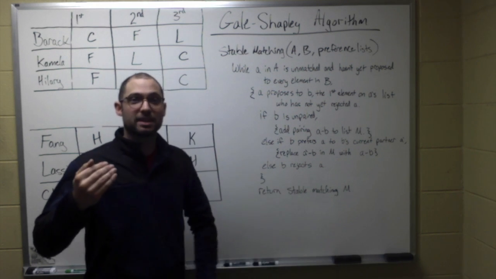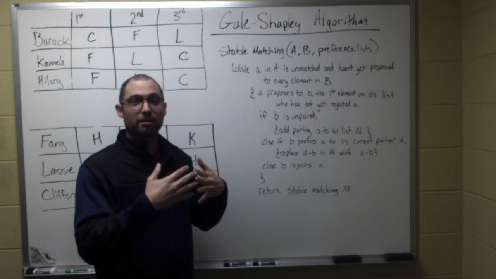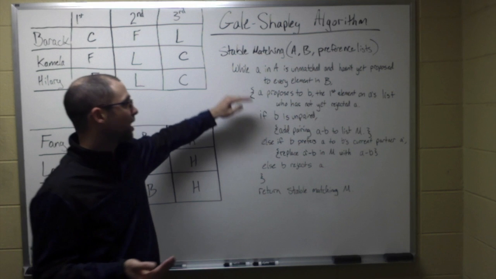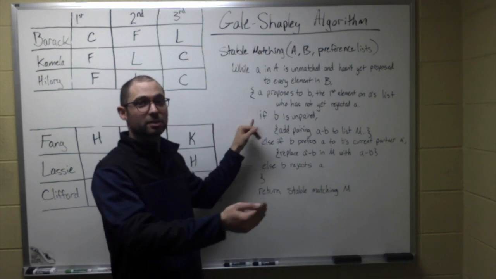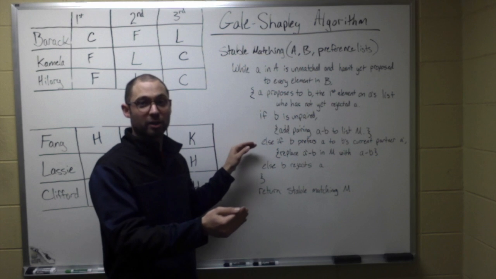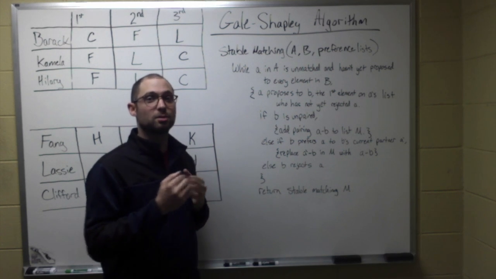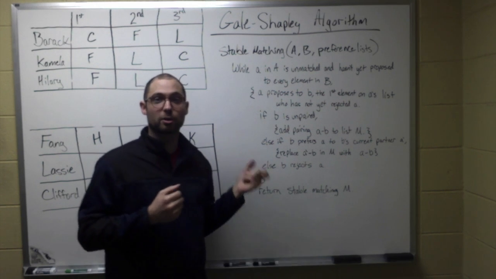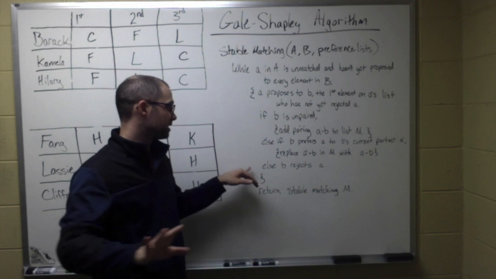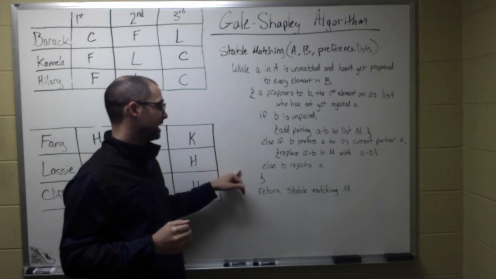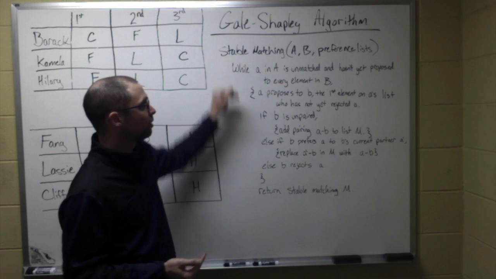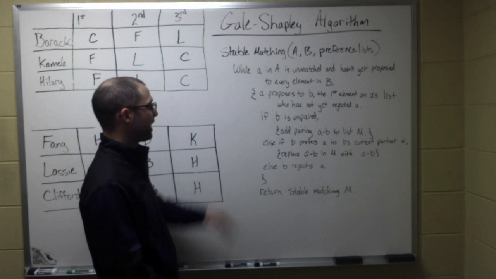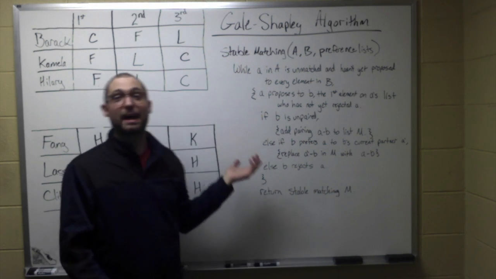And if that element doesn't have a partner yet, they'll pair up and we'll move on to the next element that isn't paired. If that element does have a partner, but they prefer this new one to the one they currently have, they'll swap. And if they prefer their current partner, they'll reject this first A, and this A will remain unmatched. Then it'll go to the next one on its list, and it just goes down. That will continue until everyone is matched.